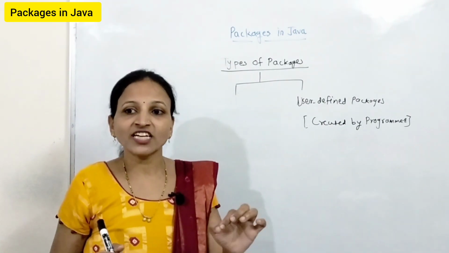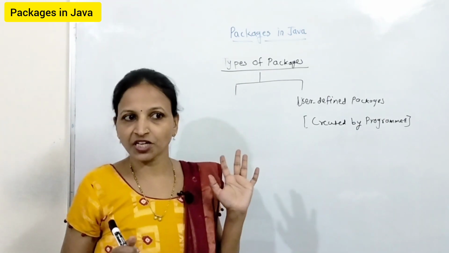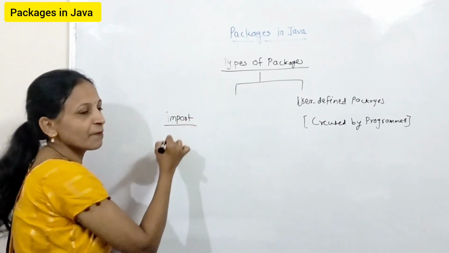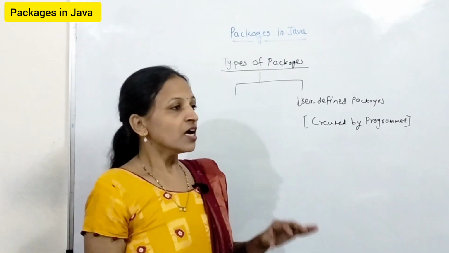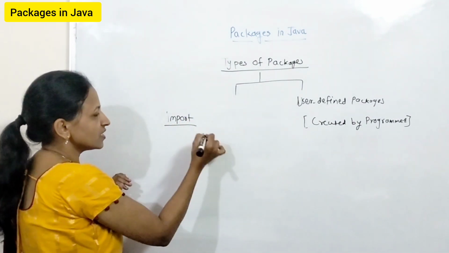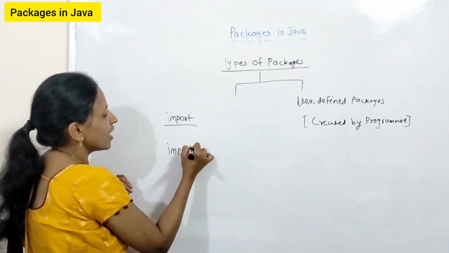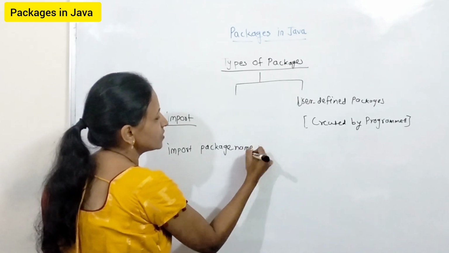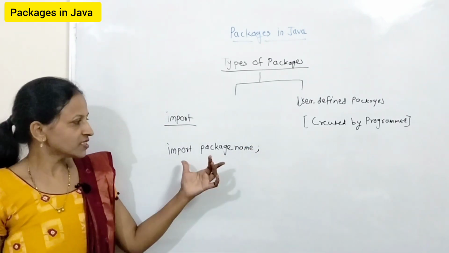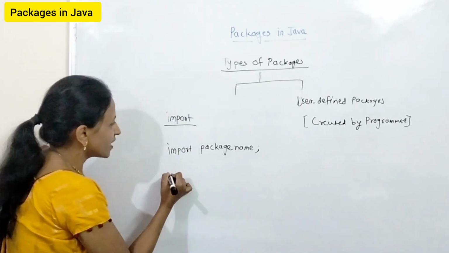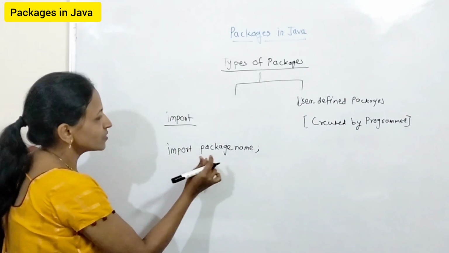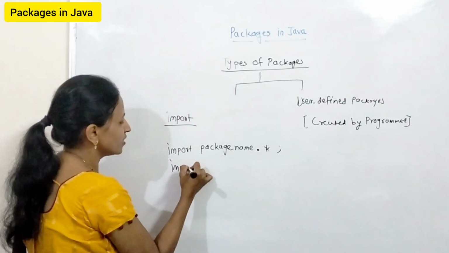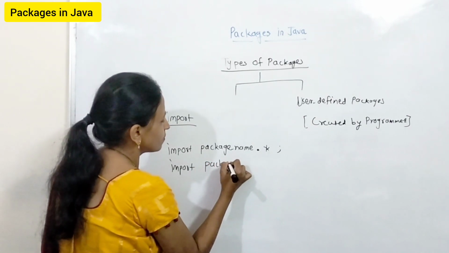Now if you want to use any built-in package, then you have to use the import keyword. Already you know this, but it was remaining. The import keyword can be used to import a built-in package in our program. Now see how to write it. The syntax is to write import and the package name and give a semicolon. This is the syntax to import any package. There are two syntaxes: you can write import package name dot star, or you can write import package name dot class name.